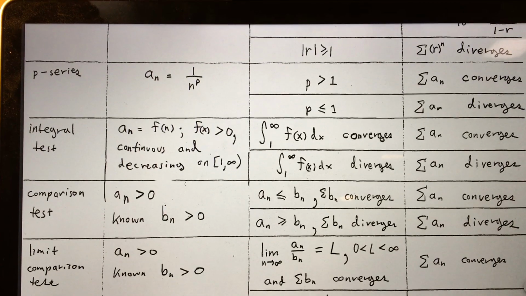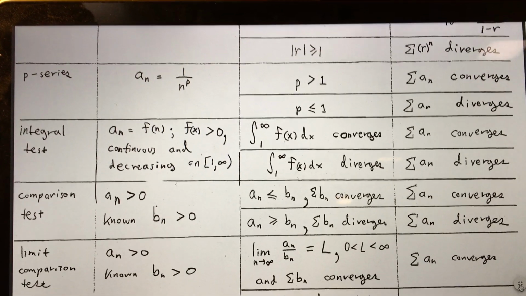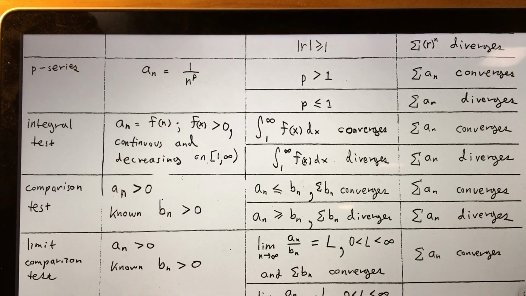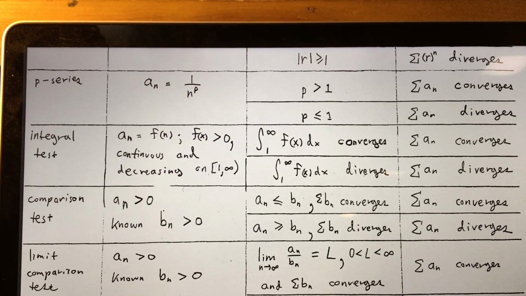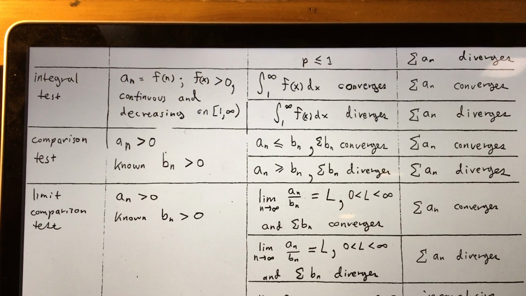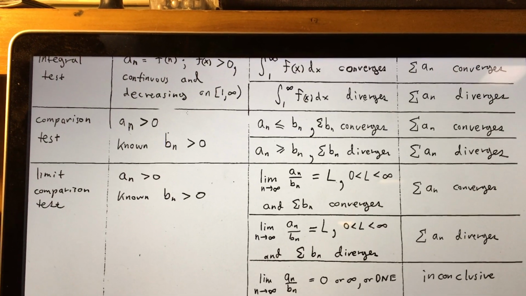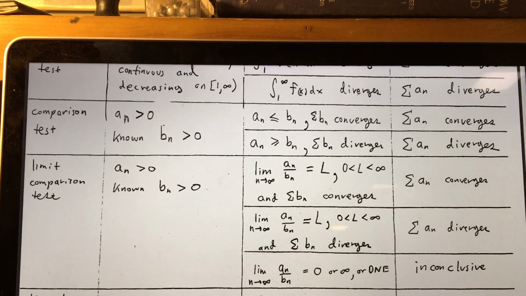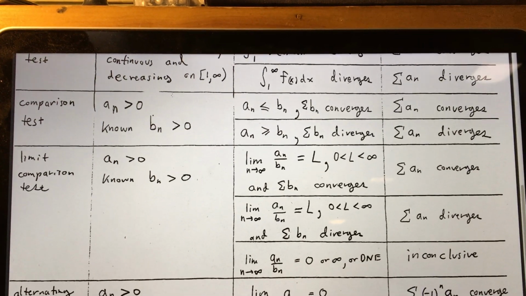And the limit comparison test is also nice. If you have both of the sequences greater than 0, you know about b sub n. Then if you take the limit of their ratio and it equals L, 0 less than L less than infinity, and one of them converges, then so does the other. Same thing, if one of them diverges, then so does the other. If that limit comes out to 0 or infinity though, or it does not exist, then the test is inconclusive. That's as far as we've gone on this list of tests so far.